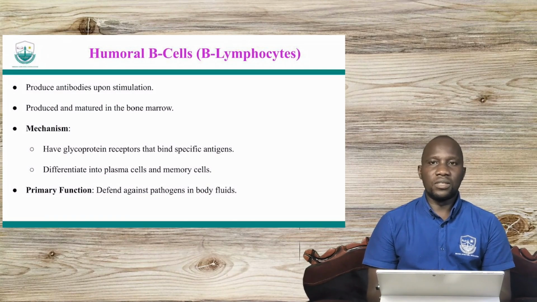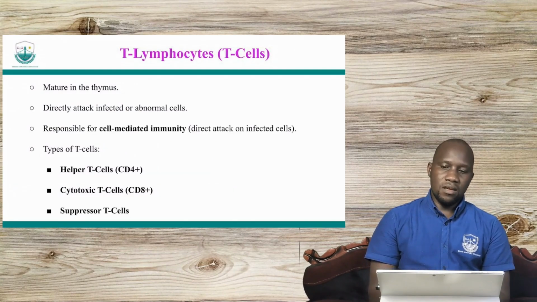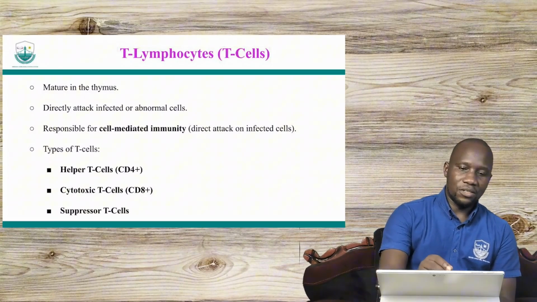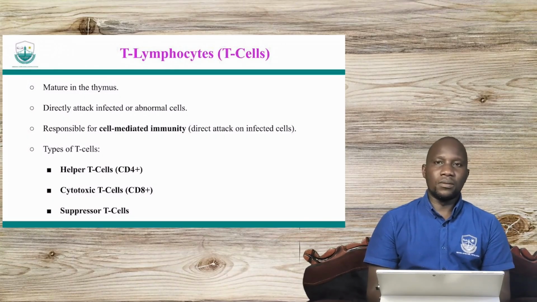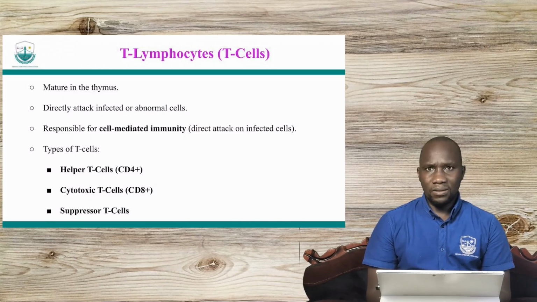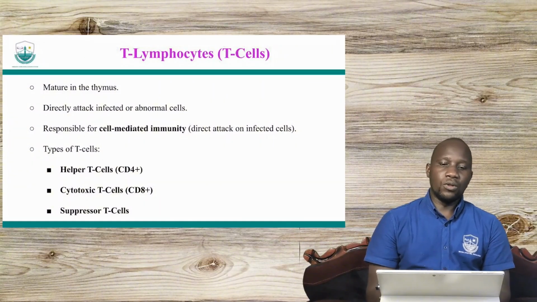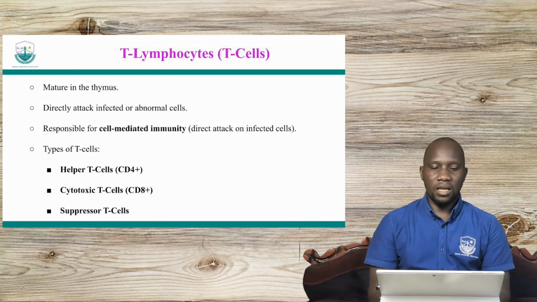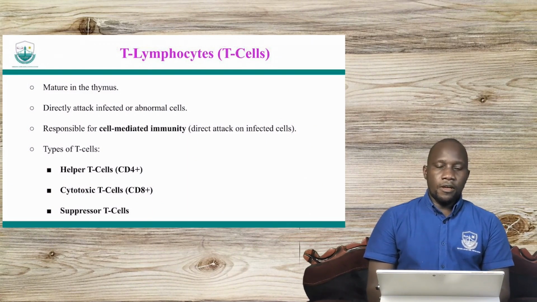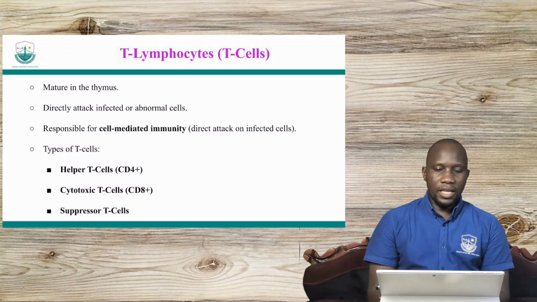So the second type of lymphocytes is the T lymphocytes, or the T cells. Thymus, T. So that's where they mature. Blood cells, or what we call the formed elements, are usually made from the bone marrow. So where they mature from is very important. So the T lymphocytes mature in the thymus. For them, they have different types.